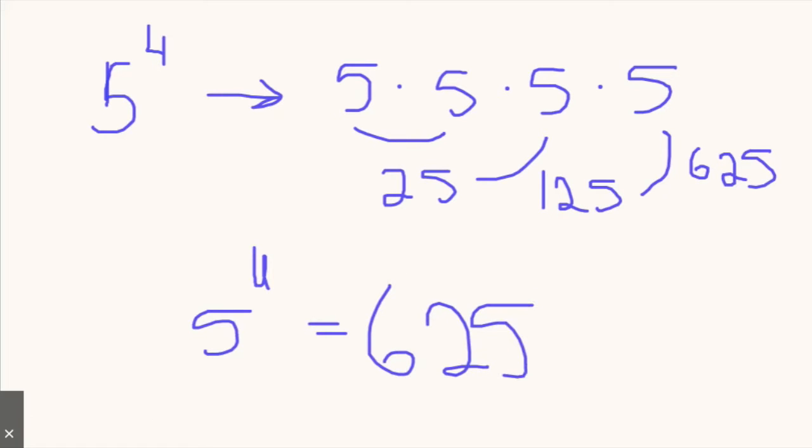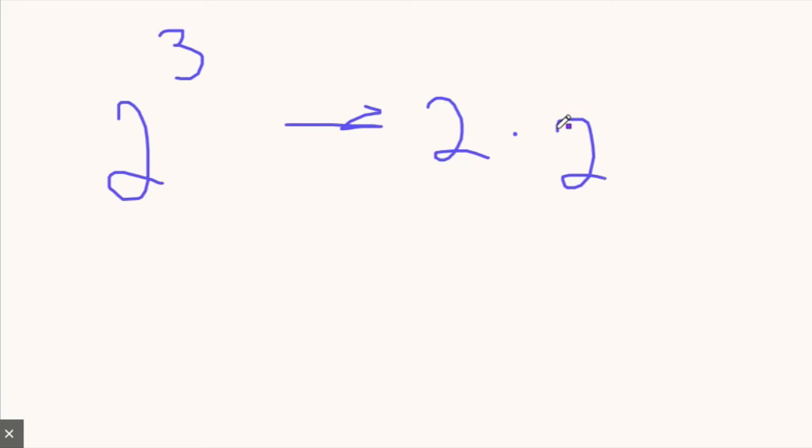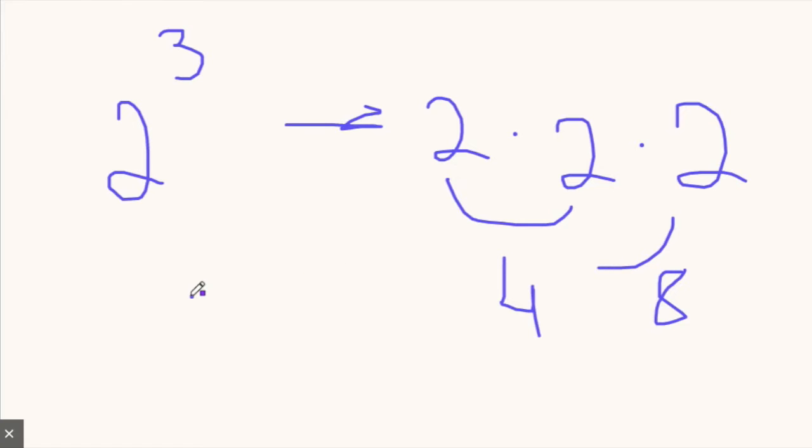Let's do another quick example. 2 cubed. This is going to mean 2 times 2 times 2. 2 times 2 is 4. 4 times 2 is going to be 8. So our answer is 8.